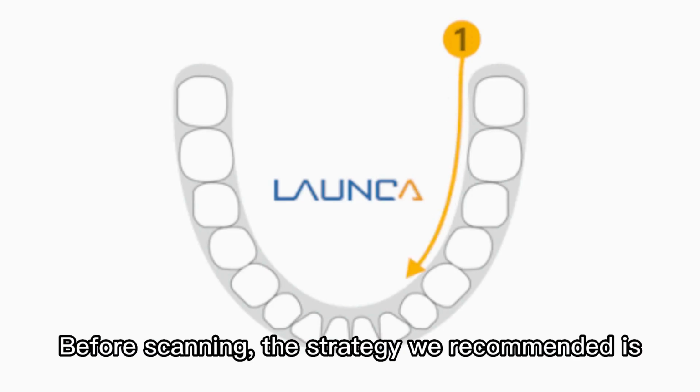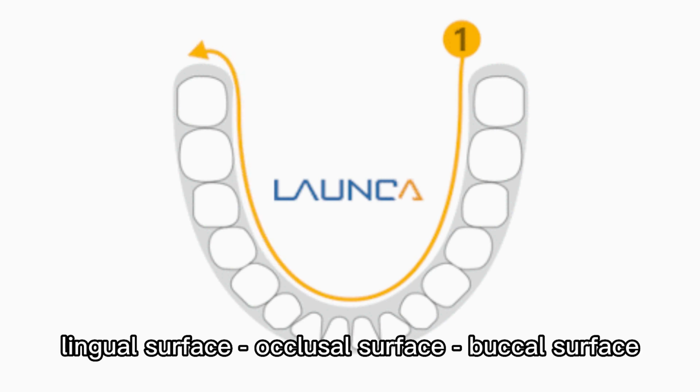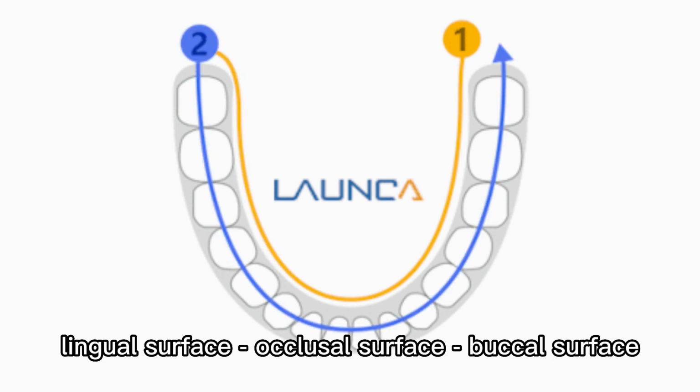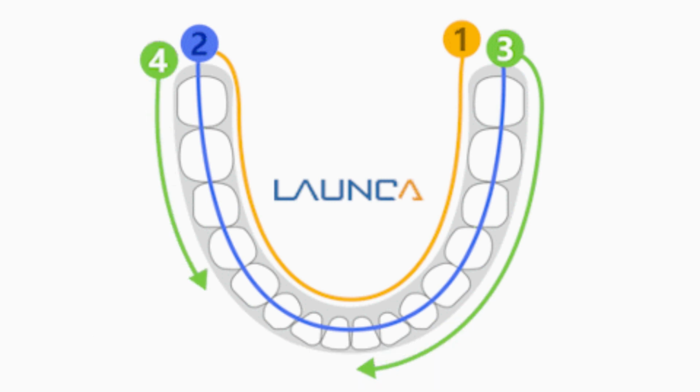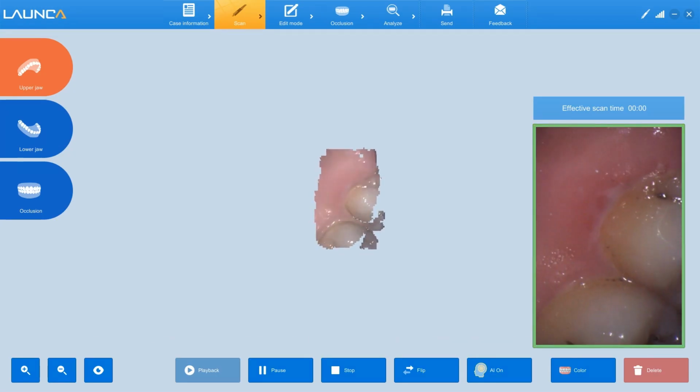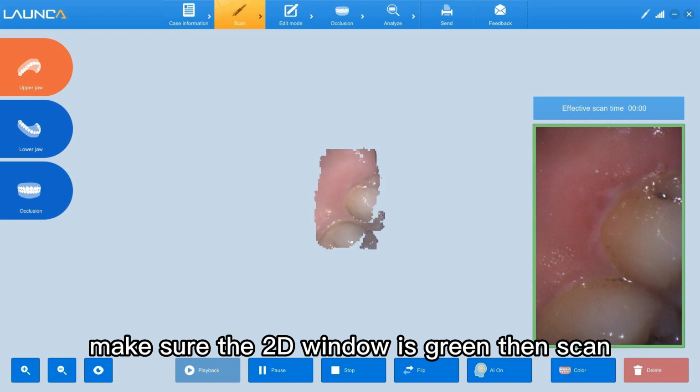Before scanning, the strategy we recommended is lingual surface, occlusal surface, buccal surface. In this way, it can be fluent and avoid interruption. Put the tip on the teeth, make sure the 2D window is green, then scan.